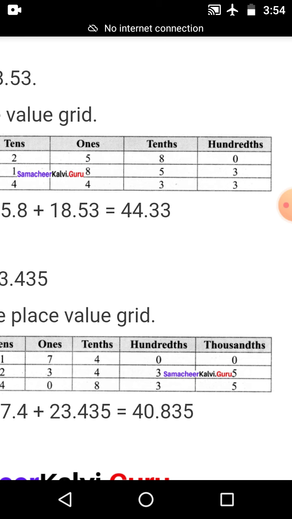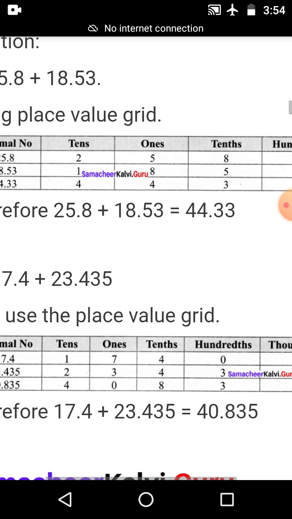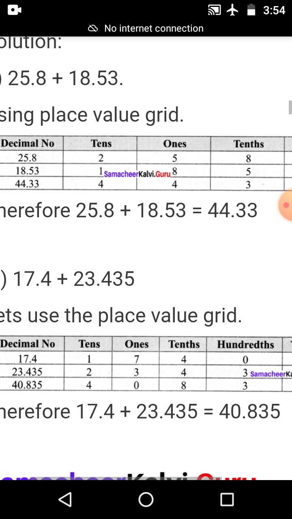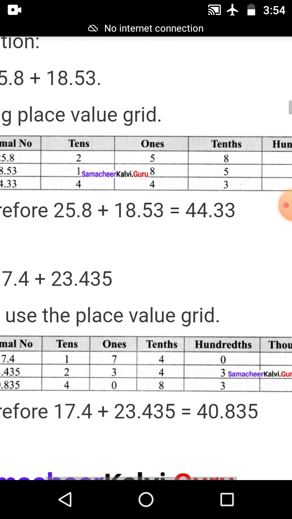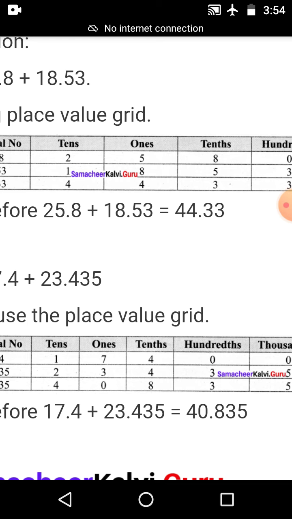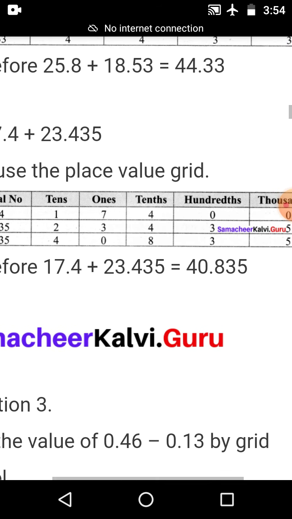In the second number, after the decimal point there are 3 digits, that is tenths, hundredths and thousandths also. Find out the answer and write it. 40.835. Now see the third sum.